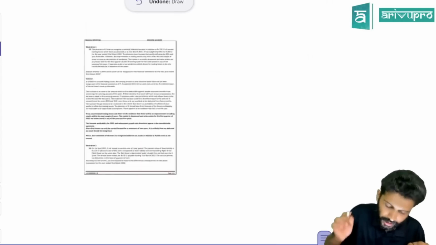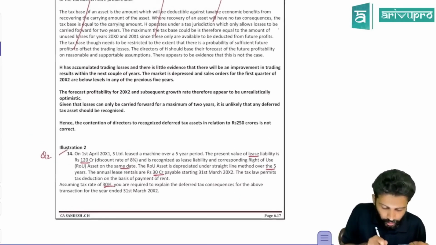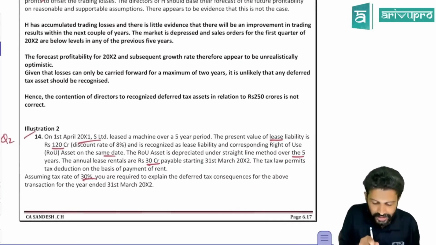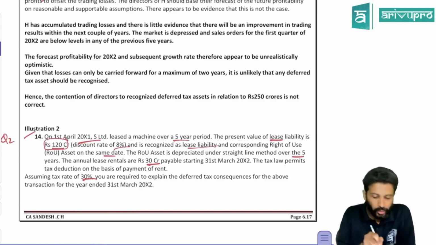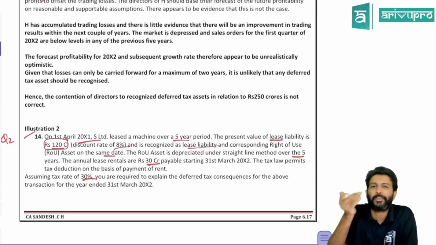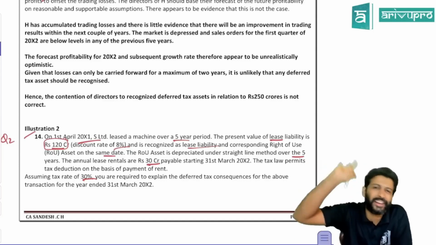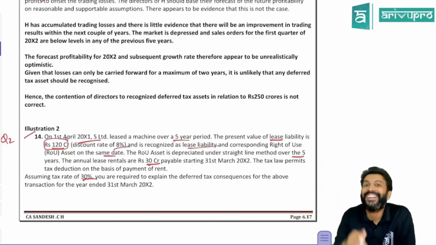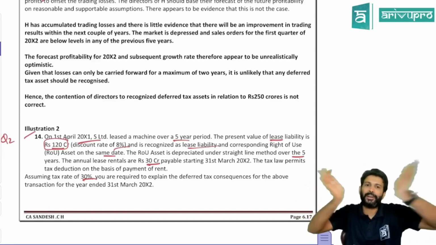Next. On 1st April 20x1, S leased a machinery for a 5-year period. The present value of the lease liability is 120 crore, the discount rate is 8%, and it is recognized as lease liability, and the corresponding ROU asset is the same. Initially, ROU and lease liability are measured at the same amount, correct? No, except a few parameters are not there, which we studied in Ind AS 116.